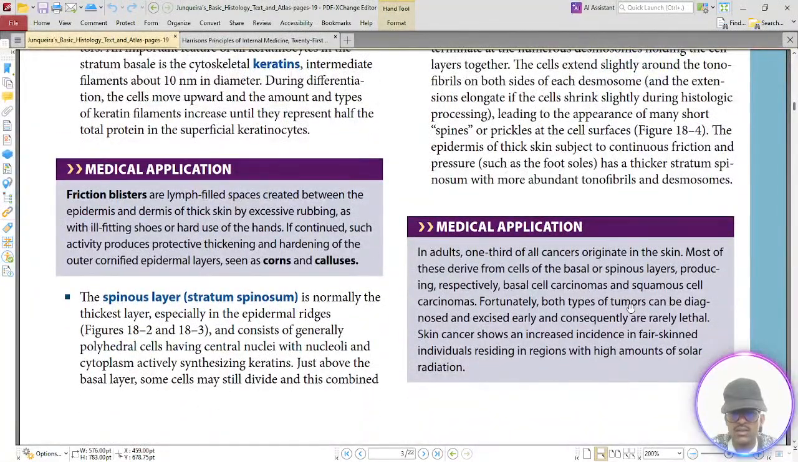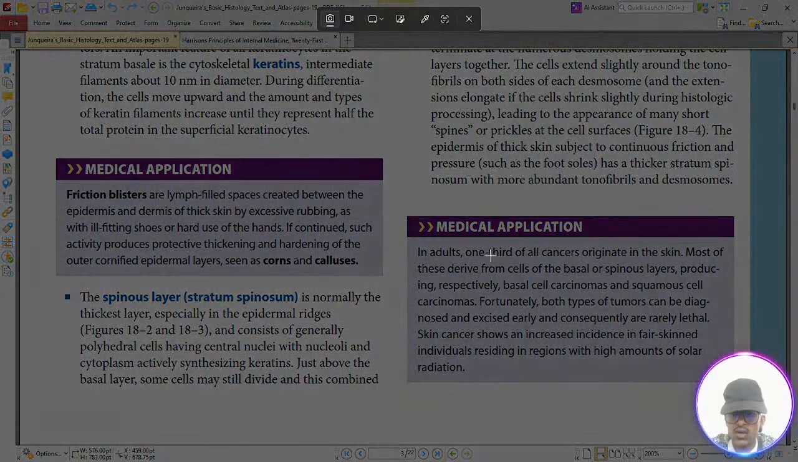The medical application on it. In adults, one third of all cancers originate in the skin. Most of these derive from cells of the basal or spinous layers, producing basal cell carcinoma and squamous cell carcinoma respectively. Okay, so squamous cell carcinoma.